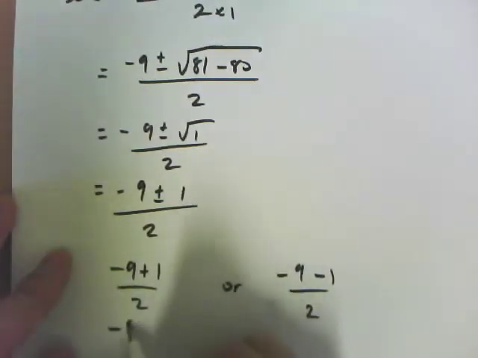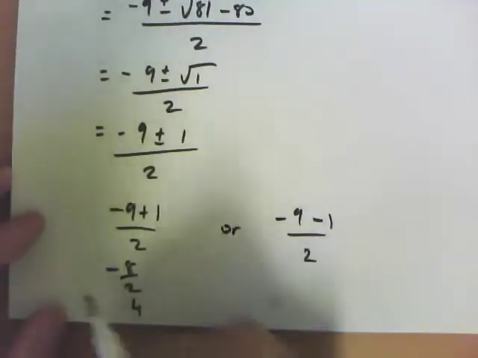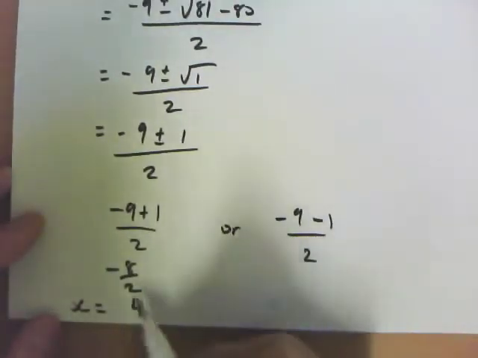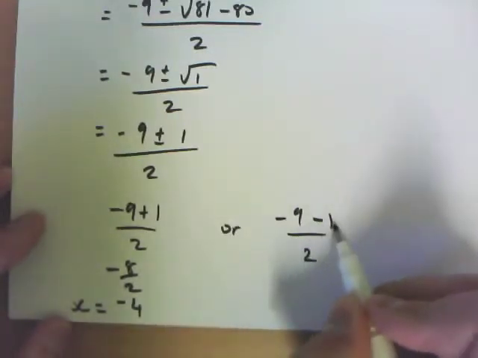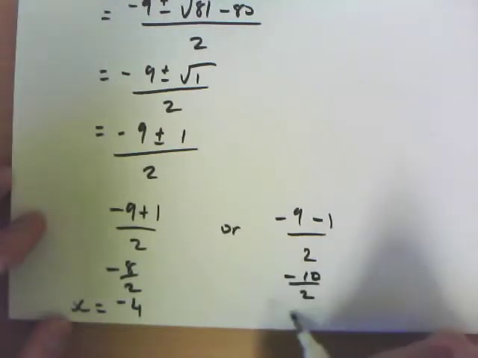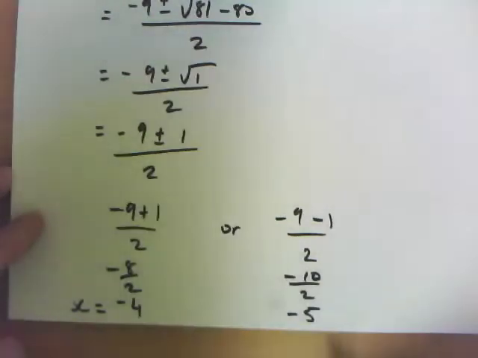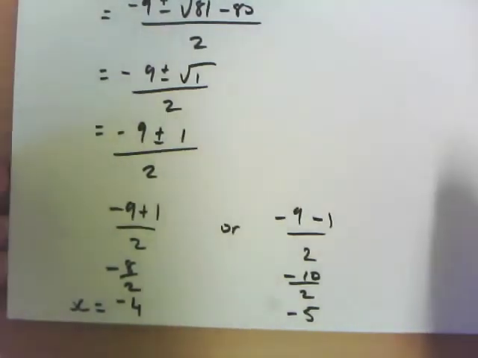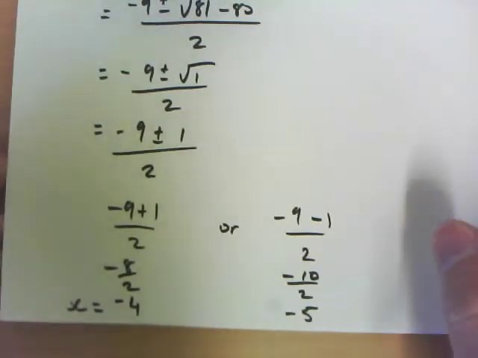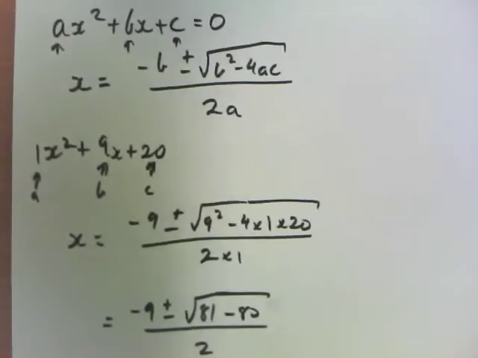So that becomes minus 8 on 2, which is minus 4, or minus 9 minus another 1 is minus 10 on 2, which is minus 5. So x equals minus 4, or x equals minus 5. So that took up a whole page because I was being really careful; it doesn't normally take up a whole page, is what I'm trying to say. So that's easy enough. That came out with nice easy numbers, easy to do.